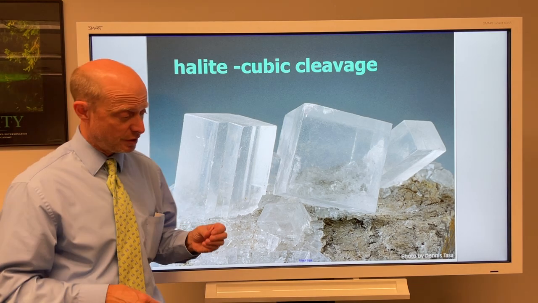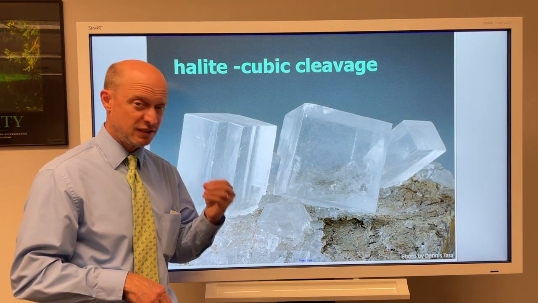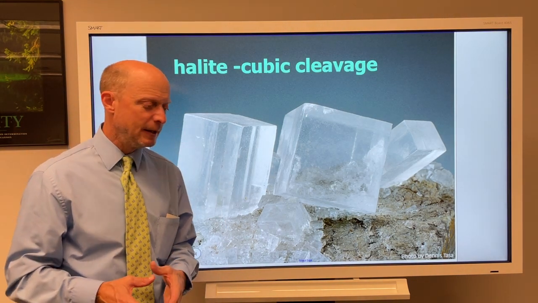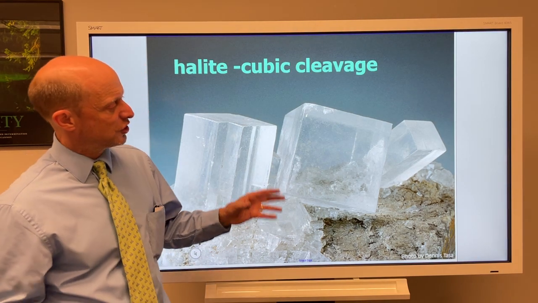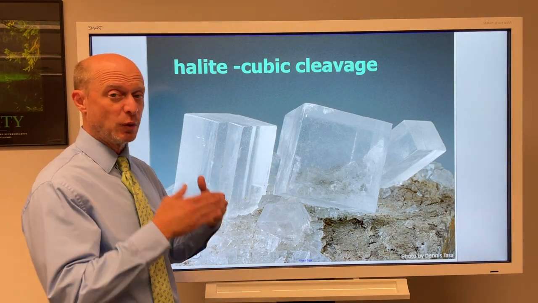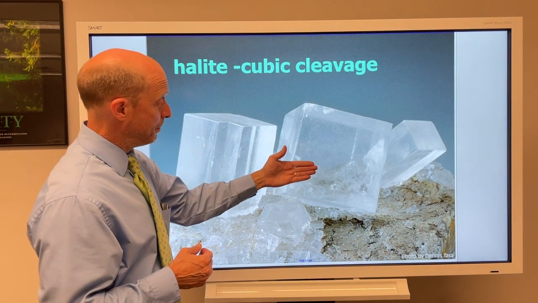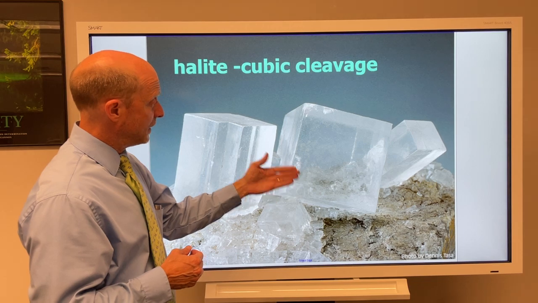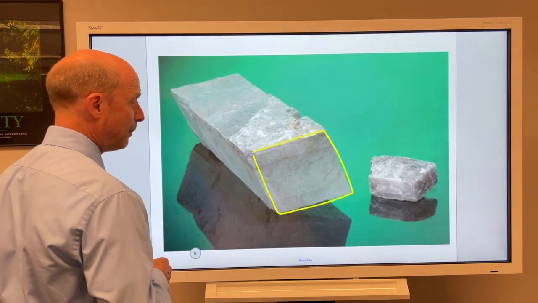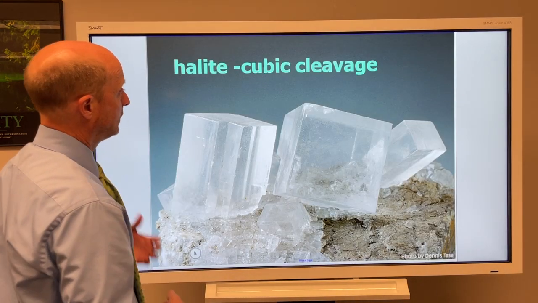As opposed to, and I love, this is one of my favorite pictures. This is halite. Again, we keep coming back to halite. This shows cubic cleavage, where all of the angles are very 90 degrees here. That shows the difference between the rhombohedral cleavage here and cubic cleavage here.